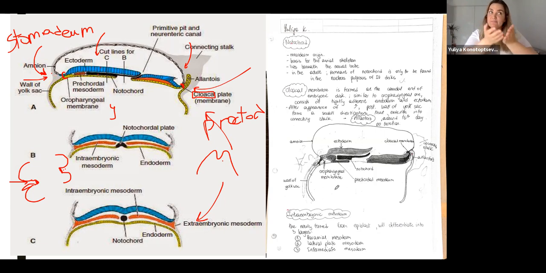Birds pee, poop, and give birth from the same hole, and that hole is called cloaca. It's like a common orifice, a common hole for things. So fun fact, embryos have cloaca. We're going to learn how to separate this cloaca next semester, but embryos have a common orifice for everything, and that is called cloaca.